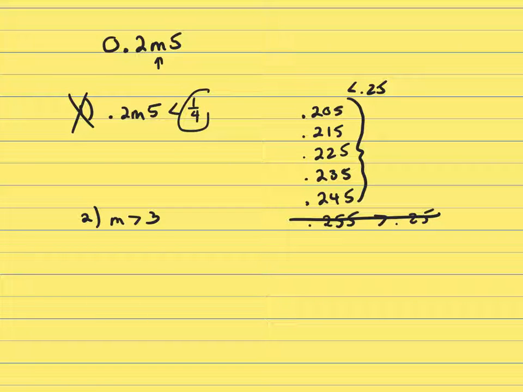That doesn't work. Clue 2 says m is greater than 3. I'm going to change colors for clue 2. M is greater than 3. Greater than 3, not including 3. M is greater than 3.